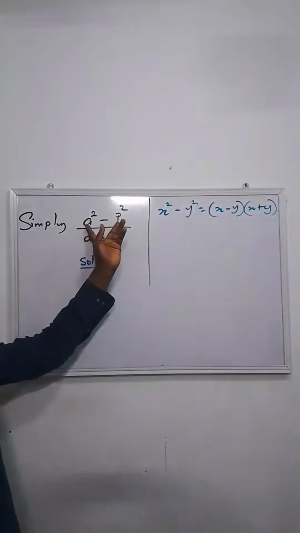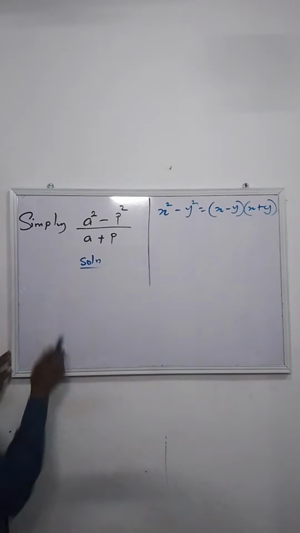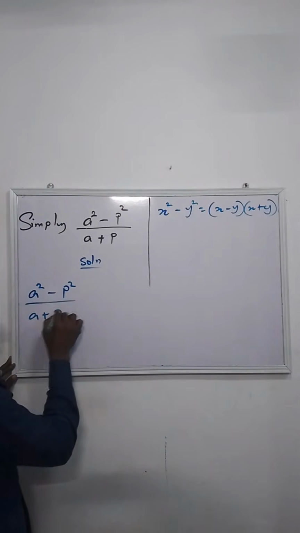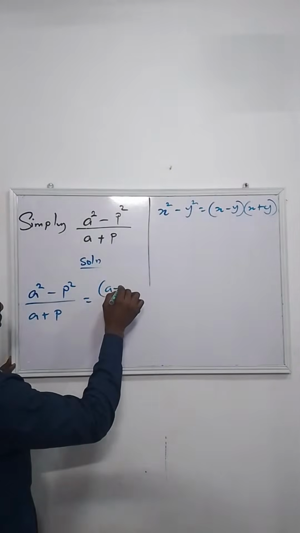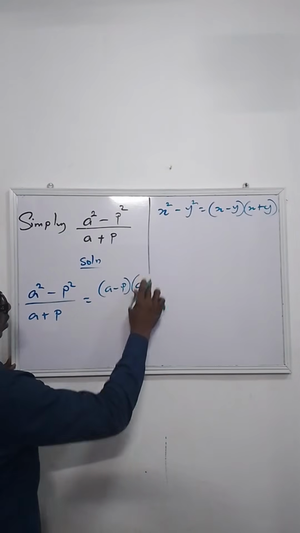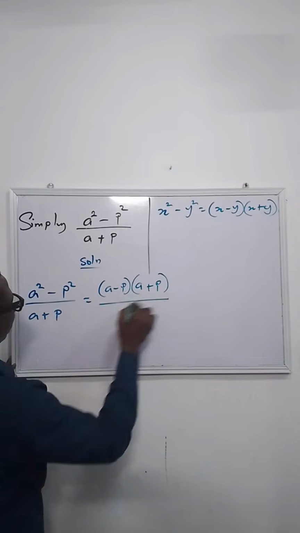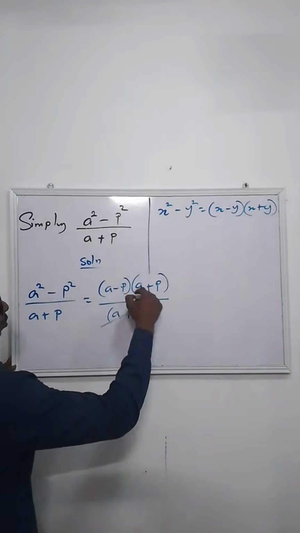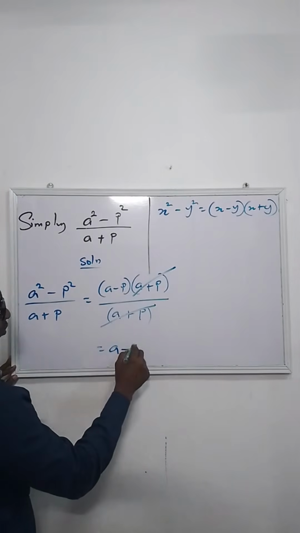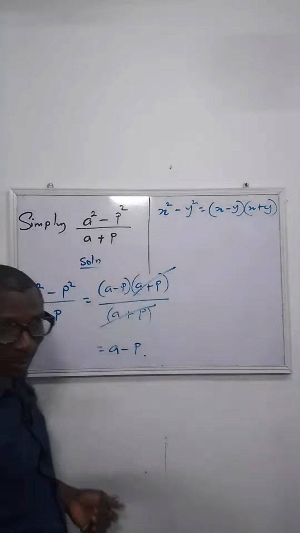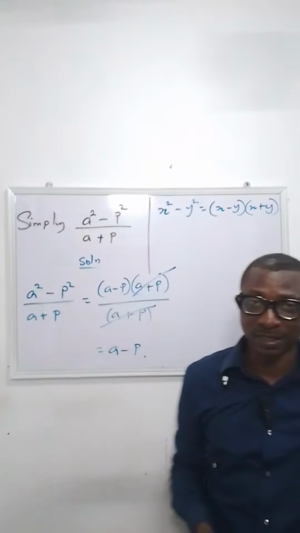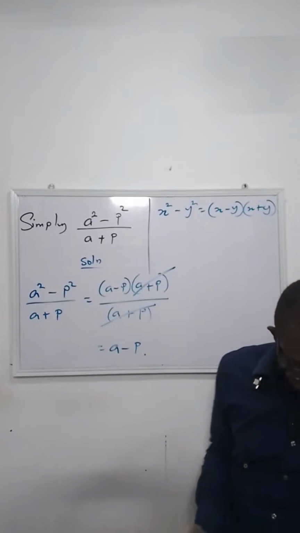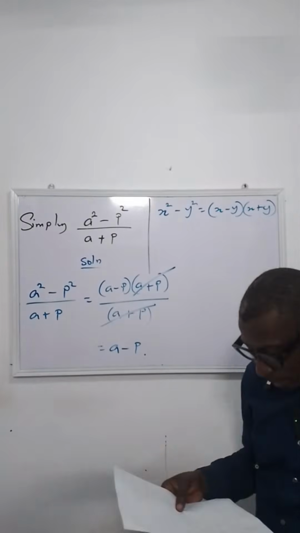Now, the numerator of this will just change. So a squared minus p squared over a plus p is the same thing as a minus p and a plus p, everything over a plus p. Do you get that now? So this cancels this out. So the answer is a minus p. You can see it's so simple. We are not supposed to use up to 30 seconds to solve this. Even by inspection, we can predict the answer. So that's a very simple one.